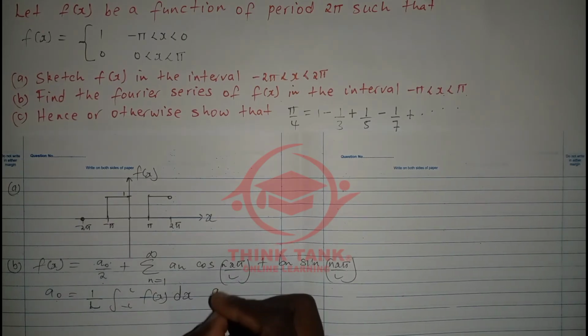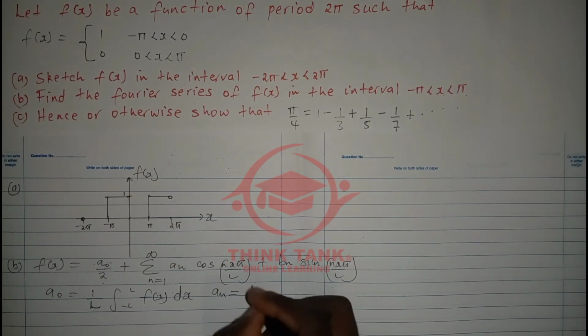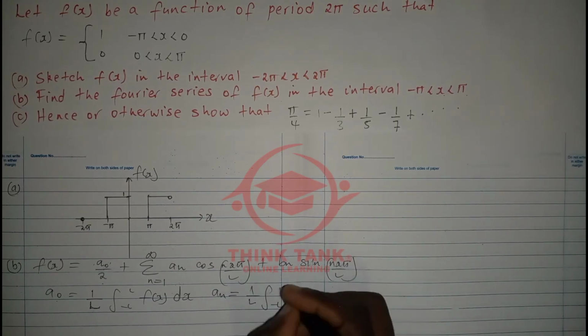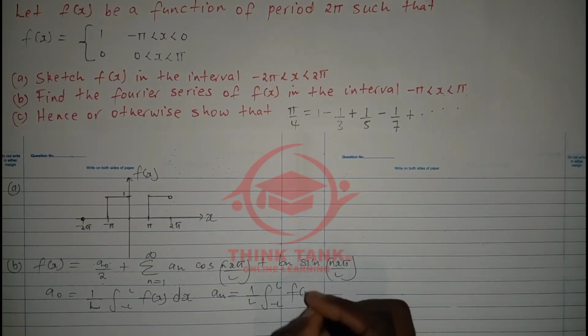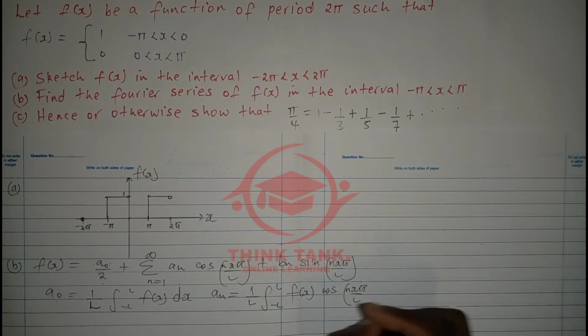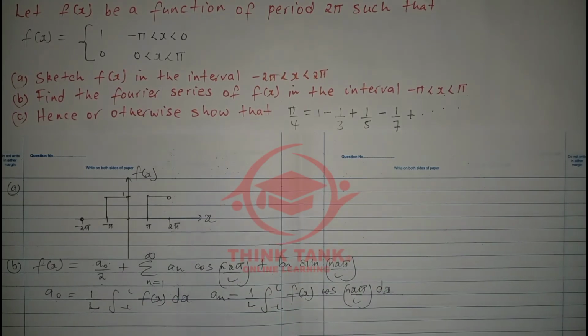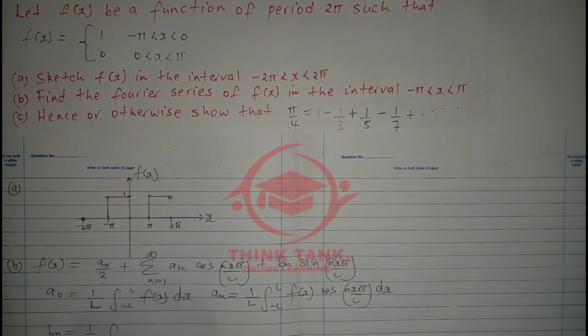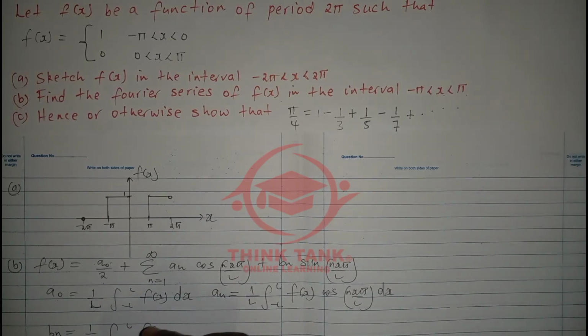For a n, it's going to be 1 over L, integral from negative L to L of f of x times cos of n x pi over L, and we write dx. If your function is a function of t, write it as dt. Let's go to b n: 1 over L, integral from negative L to L of f of x, and we're going to have sine terms here, sine of n x pi over L dx.